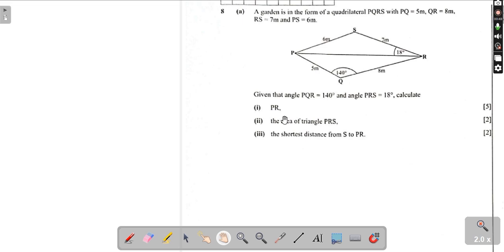So this was quite a tricky question, but not too tricky. Given everything that we're given, we're supposed to calculate PR. So what are we trying to find here? We are trying to find the length from P to R.